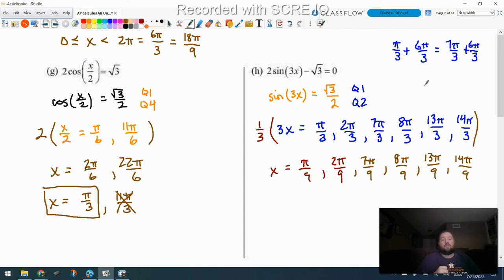So if you went around one more rotation, you took your 13 pi over 3 and you added 6 pi over 3, that would be 19 pi over 3. 19 numerator, even if you multiply it by 1/3, you get 19 pi over 9, which is bigger than 18 pi over 9. So that's how you know that you're done.